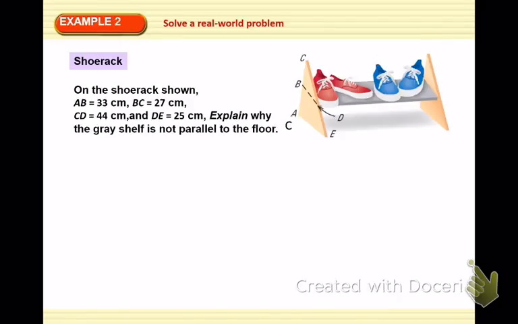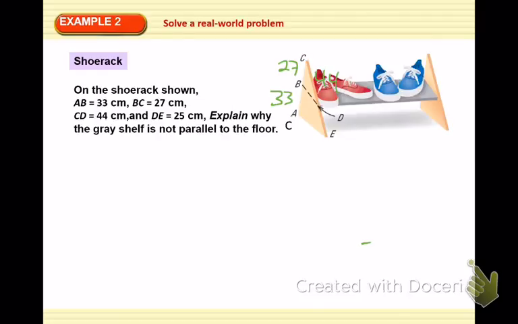All right, real-world problem here, right? A shoe rack. On the shoe rack shown here, the length of AB is 33 centimeters. The length of BC is 27 centimeters. The length of CD is 44 centimeters, and the length of DE is 25. So explain why we know for sure that this gray shelf is not parallel to the floor. Okay, so AB is 33, BC is 27, CD is 44 and DE is 25.